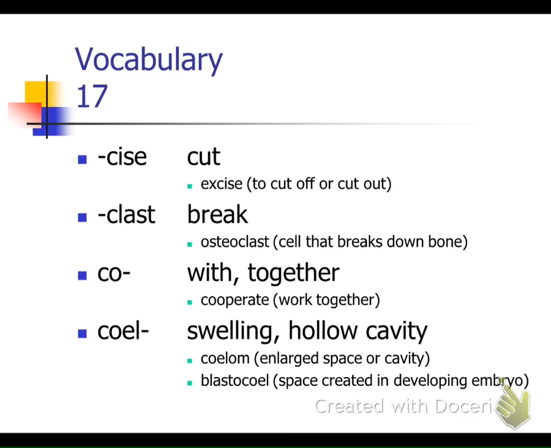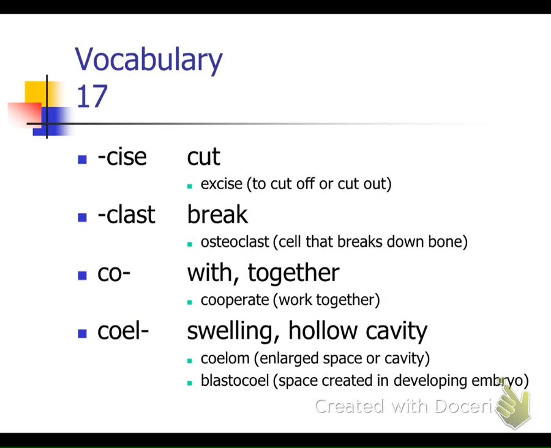Size, to cut. Excise, to take it out. Clast, to break. There are cells called osteoclasts that we'll discuss in chapter 8 or 9 that have to do with breaking down bone. Co, with or together. And you'll see another term that means the same thing here in a moment, but to cooperate, to operate together, right? To operate with somebody.